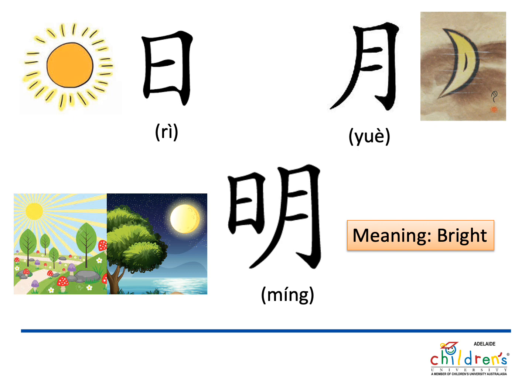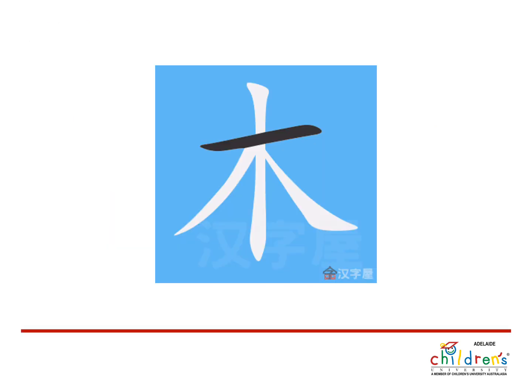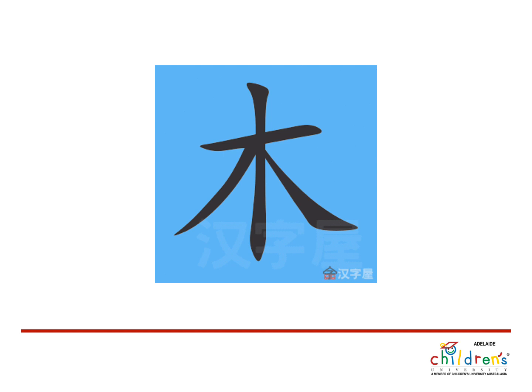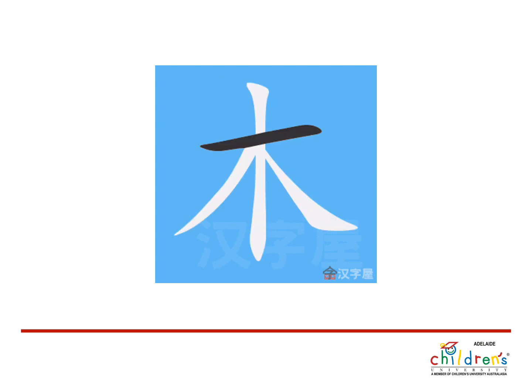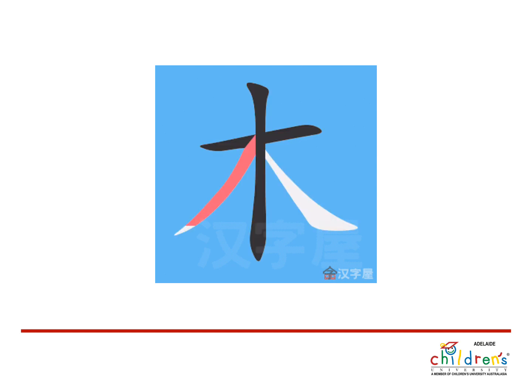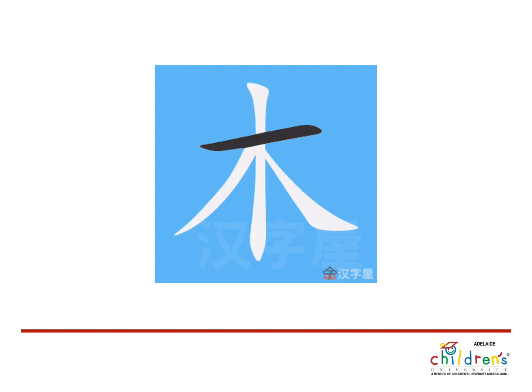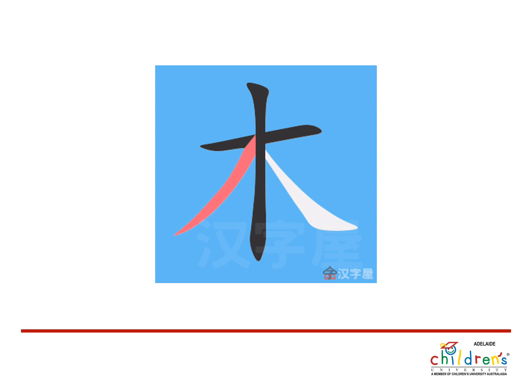And I'm going to remind you what we have learned today. So it's mu, mu, meaning wood. So you have one straight line from left to right, one straight line from top to bottom, one bendy line going to the left, and one bendy line going to the right.